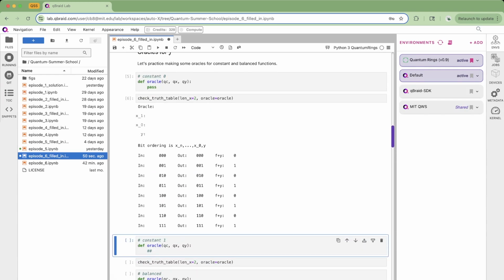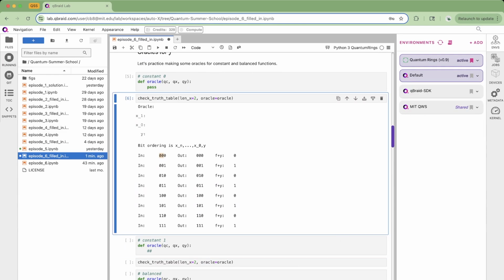And now we can see what would happen in all possible scenarios. So the possible inputs for x are 0,0, 0,1, 1,0, and 1,1, but for each of those, y could be 0 or it could be 1. And so we can check out the result, which is whatever y is, f plus y is the same thing. So this is indeed our constant 0 function.